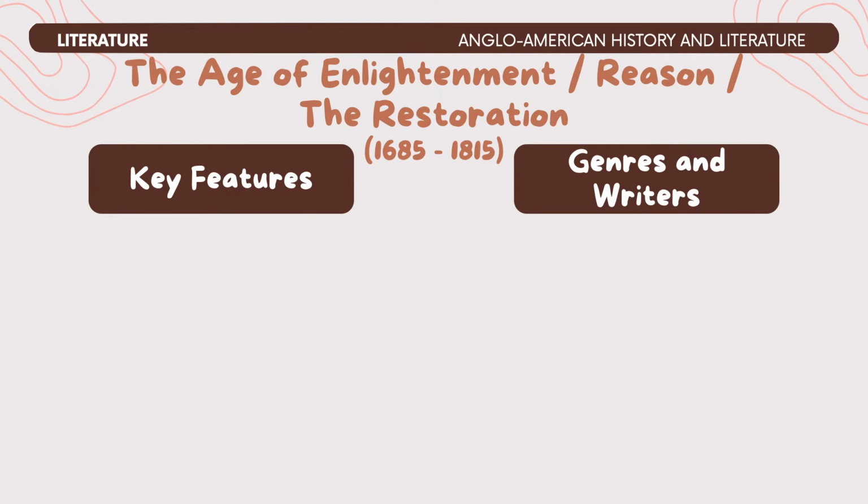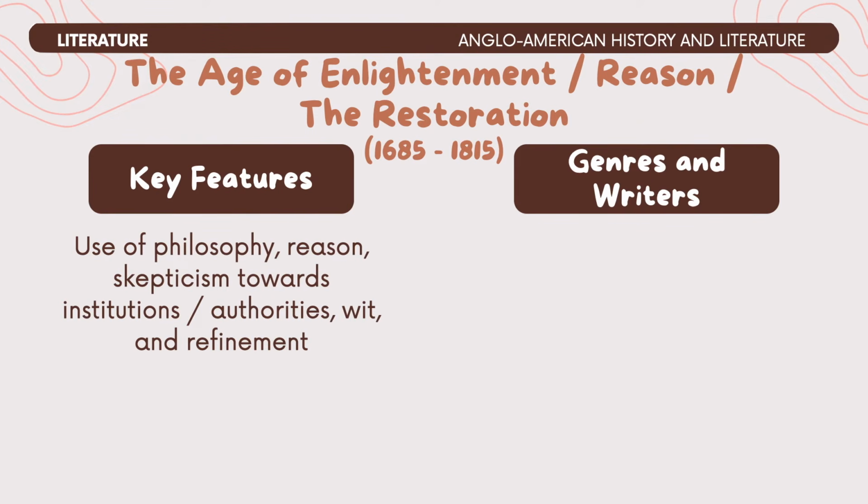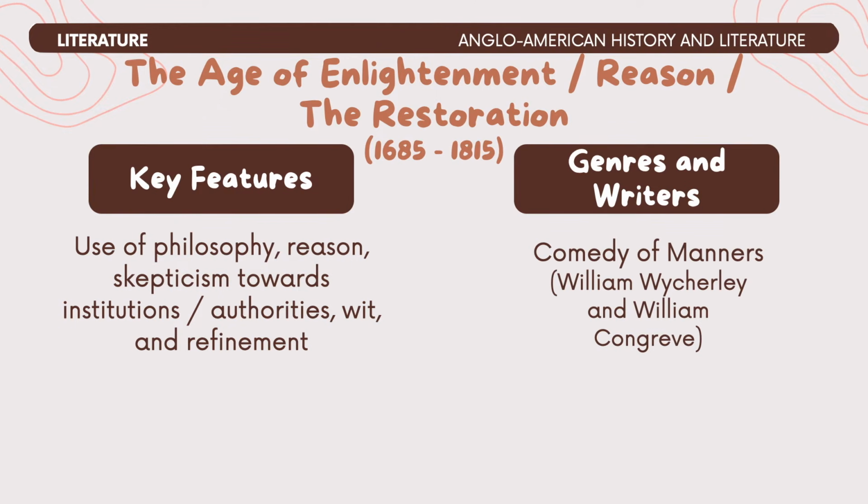As a result of these events in both countries, literary works under the Age of Enlightenment are known for the use of philosophy, reason, skepticism towards institutions or authorities, wit, and refinement. The comedy of manners genre, a type of comedy that satirizes a specific group in society, usually the upper class, depicts this feature. Known writers are William Wycherley and William Congreve.